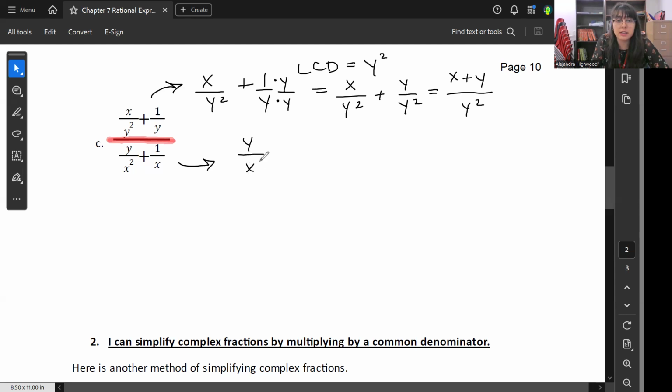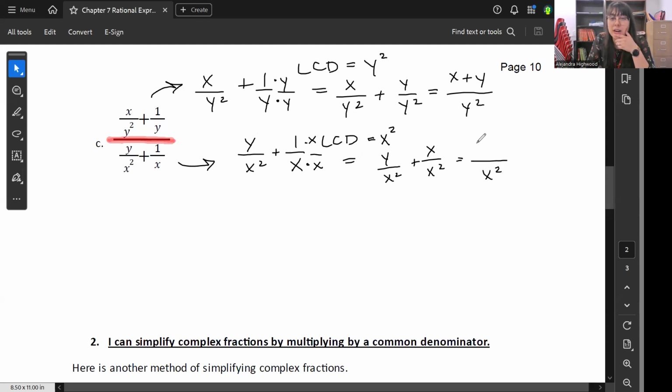I have y over x squared plus 1 over x. Please make sure that you write that as a y, not a 4. The least common denominator, you guessed it, x squared. I'm going to rewrite the second fraction as an equivalent fraction by multiplying it by x over x. That gives me y over x squared plus x over x squared. The denominators are the same. I can combine it into one fraction to become y plus x.